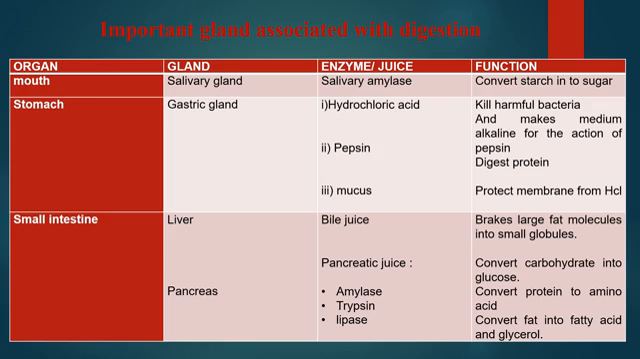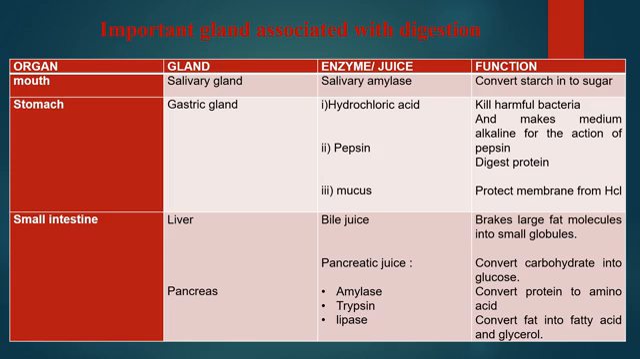The largest part of the alimentary canal is the small intestine. The length of the small intestine depends upon the food we take. In herbivores, the small intestine is long, whereas in carnivores, the length of the small intestine is short.